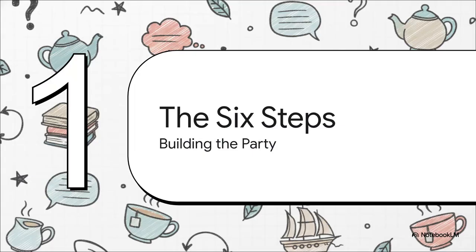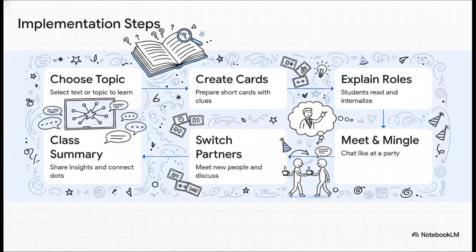Moving right along to Section 2, the 6 implementation steps, or how to actually build the party. So how do you actually set this up in a room full of learners? It all comes down to 6 key steps. First up, choose your topic. Second, create the cards. You're going to give every single student a short phrase, a vocabulary word, or a specific character role. Third, you need to explain those roles so students can internalize them. Give them a second to think, wait, who am I and how do I fit into this?